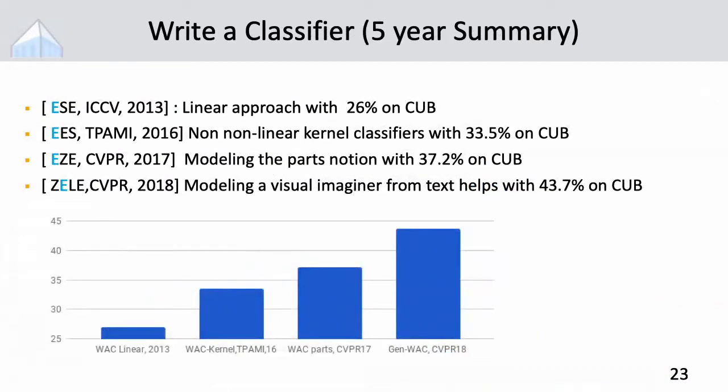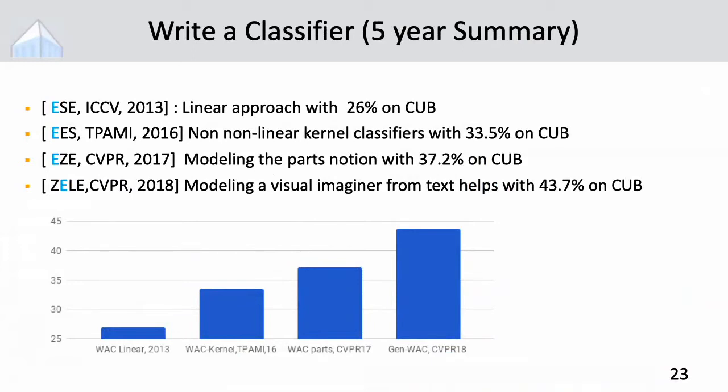Just to summarize, this problem of recognizing unseen species from language description is a problem that I have cared about for years, starting in 2013, and I have tried to develop better methods over the years. The linear approach that I started with in 2013 had a performance of 26%. When you add nonlinearity, the performance jumped to 33%. When you model the part notion, meaning that when you say, let's say, the orange beak part, you want to connect the orange beak to the head part of the bird versus the tail part of the bird, and you add this notion more explicitly, the performance jumps to 37%. And finally, when you model the imagination, explicitly modeling the notion of an imaginer, you get an additional gain from 37 to 43% on the CUB dataset.